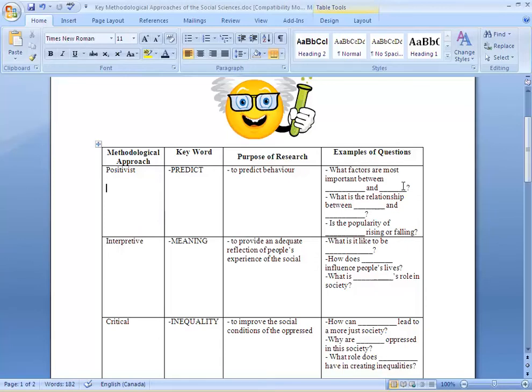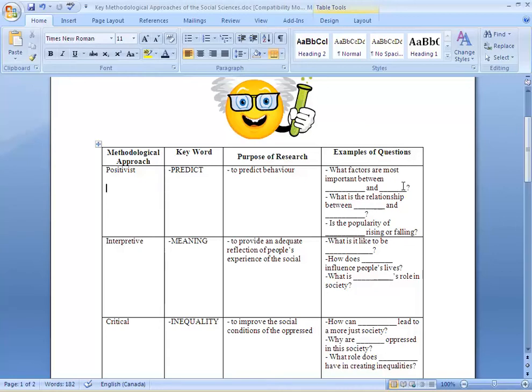What is the relationship between sleep and mental health? What is the relationship between exercise and grades? What is the relationship between socioeconomic status, so how much income you make, and education level? Okay, so trying to predict what that relationship might be. Or simply, is the popularity of Facebook rising or falling? Is the popularity of Twitter rising or falling? So you're looking for an element of prediction.